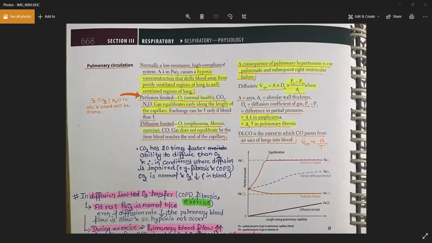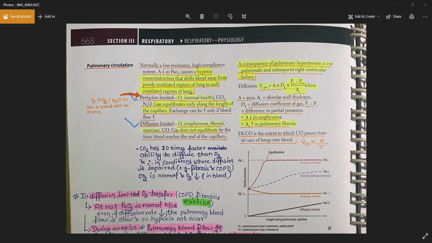So this is the reason behind your hypoxic vasoconstriction. Again, you have two types of gases, the perfusion limited gases and the diffusion limited gases. Perfusion limited, as the name suggests, the perfusion is a limitation factor in these cases. And in case of diffusion limited gases, the diffusion of the gases is a problem or a limitation. In case of perfusion limited ones, the blood flow is a problem.